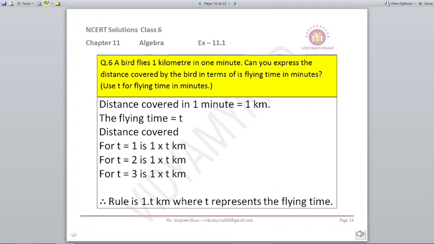For 1 minute it is 1 kilometer. Suppose it flies for 5 minutes. So in 5 minutes it will cover 5 kilometers. In 10 minutes it will cover 10 kilometers. So what am I doing? I am multiplying. So the rule is 1t, that is 1 multiplied by t kilometers.